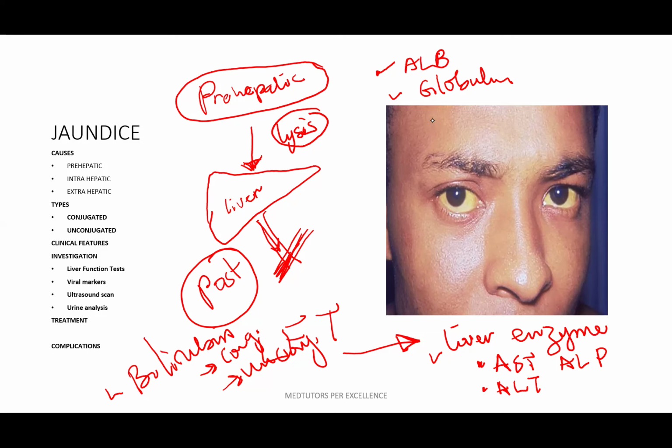So you have to do all the viral markers for hepatitis. Then ultrasound scan, you scan the liver and you scan the hepatobiliary tract. Okay, the liver for features of chronic liver disease and the hepatobiliary tract for any form of obstructive jaundice. That is the role of ultrasound scan.